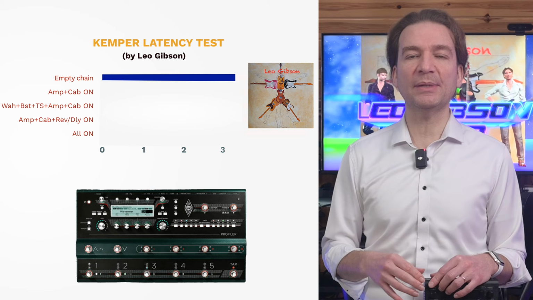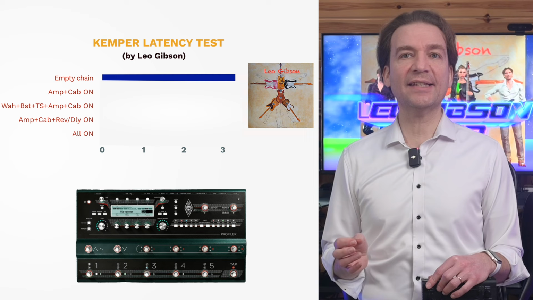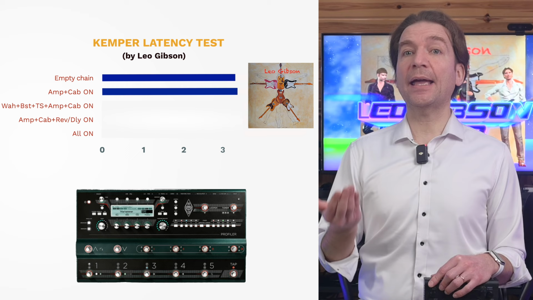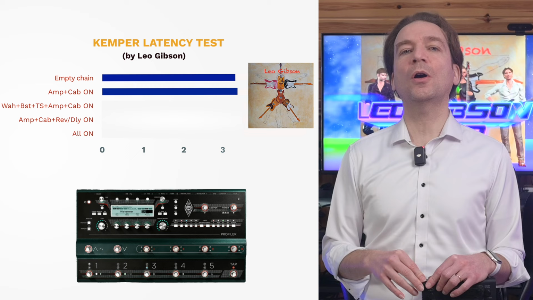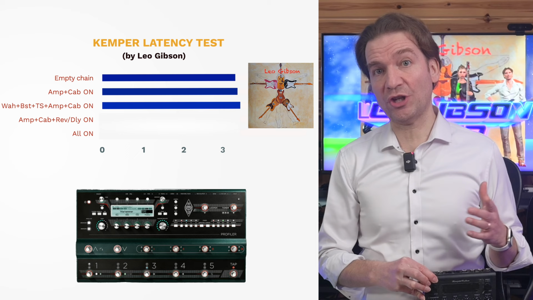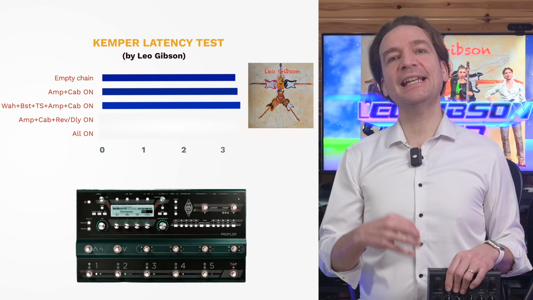As regards the Kemper, we have an empty chain that takes a little bit less than 3.1 milliseconds. Therefore, we can deduce that the ADA conversion takes around 3.1 milliseconds. With an amp and the cab, we have a little bit more than 3.1 milliseconds of latency. Adding a wah-wah, basically the latency does not change. And if we add a tube screamer, maintaining the wah-wah activated, the latency reaches 3.2 milliseconds.